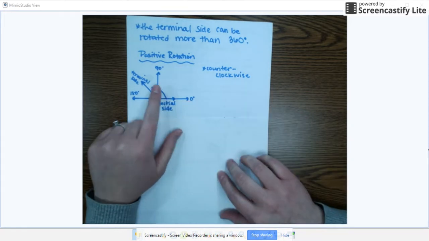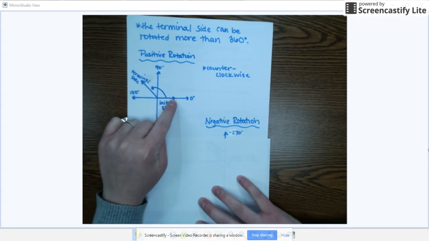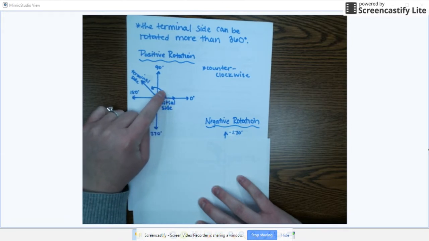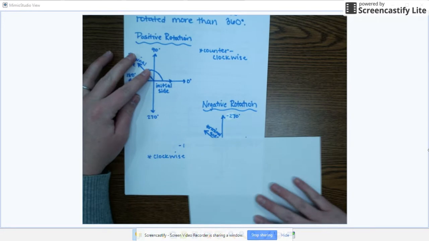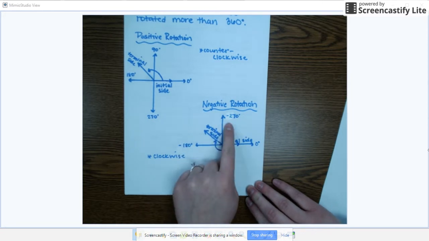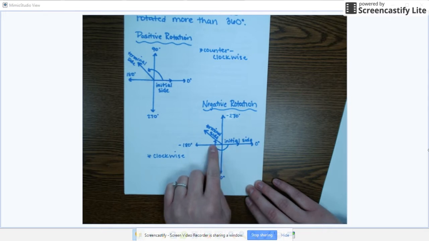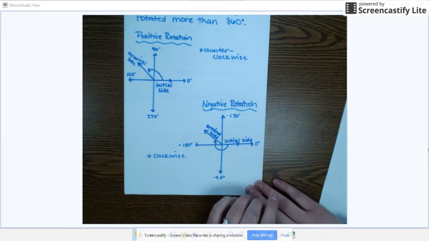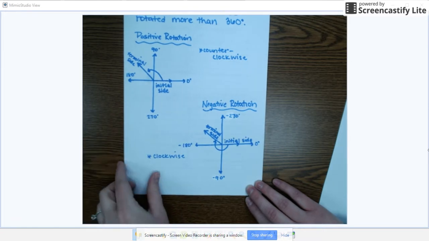So we have 0, 90, 180, and then this is 270 down here. Here's our initial side. That's the side that stays on the x-axis. Counterclockwise means it's going to be positive, and that ending side of your angle is what we call the terminal side. Negative rotation then is in a clockwise direction. Here we have negative 90 down here, negative 180, and negative 270. Your initial side stays where it is. Clockwise rotation gives you the terminal side over here. So our terminal sides are roughly in the same position, but we've gotten there in two different ways.